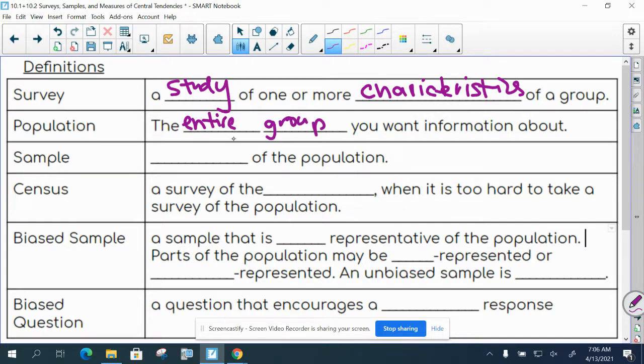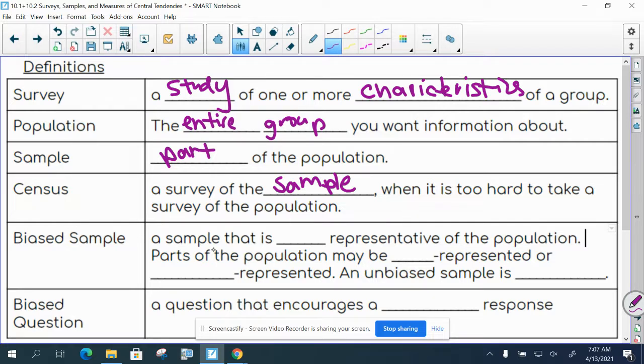you want information about. But then most of the time, you can't take a survey over your entire population. You can't ask everybody a question. There's just too many people in the world to do that. So you find a sample of the population that you're going to survey. So it's just a part of the population. Now, hopefully your sample is not biased. We'll talk about that in a second. And the census is probably something you've heard of before, is a survey of the sample when it is too hard to take a survey of the entire population. So it's kind of just another word for a survey.